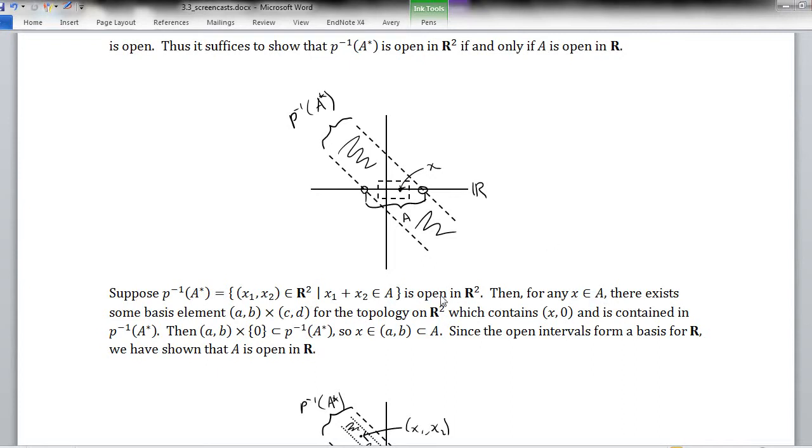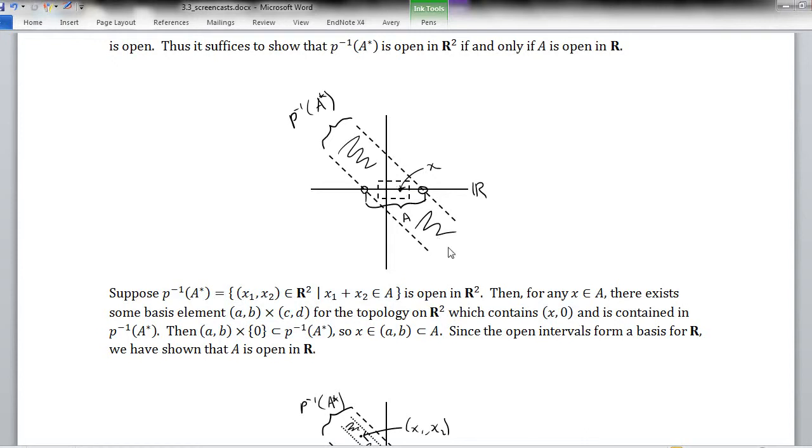Now, given that x is in A, I can look at this point (x, 0) on the horizontal axis. That point (x, 0) is certainly contained in P inverse of A star, right? And so, because P inverse of A star is open, I can find some basis element, interval from a to b times interval from c to d, for the topology on R2. I'm taking open rectangles as my base elements here, which contains that point (x, 0) and is contained in the diagonal strip P inverse of A star.